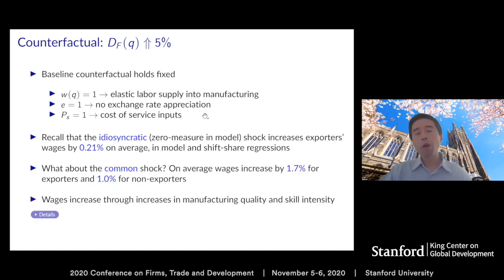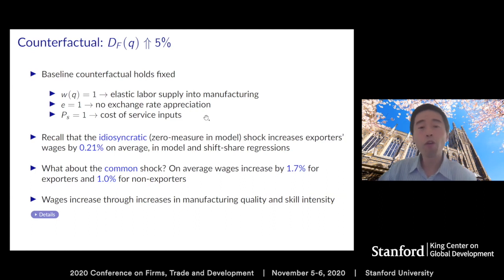But when we look at this happening to all the firms, through this input-output connection and the complementarity, we see that wages at the individual firm level for the exporters increased by around 2%, 1.7%, and even for the non-exporters, they increase by 1%, right? The fact that it increased by almost five times more for the non-exporters compared with the idiosyncratic shock case itself is actually interesting. Let me show you a little more detail about the mechanism of what's going on there.